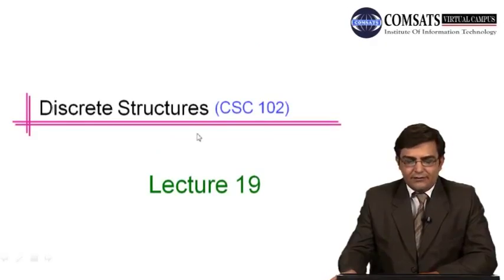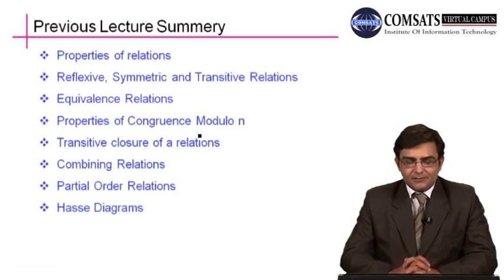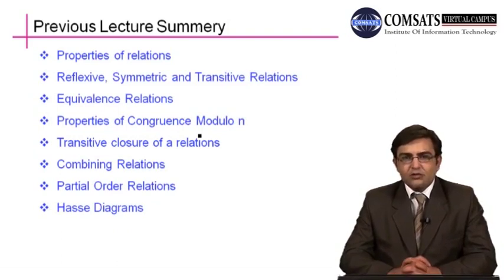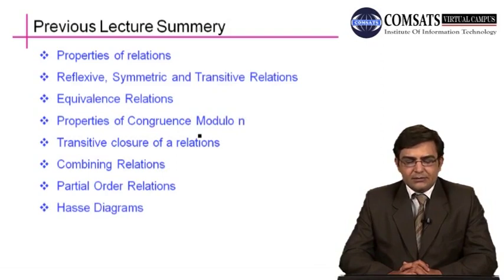In the previous lecture we have studied relations, their properties, reflexive, symmetric and transitive relations, equivalence relations and their properties. We have also studied the properties of congruence modulo 3 and modulo n, and we have divided the set Z of integers into equivalence classes. We have also studied transitive closure of relations, combining relations and partial order relations.